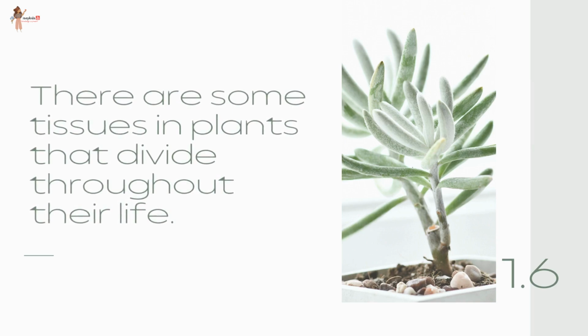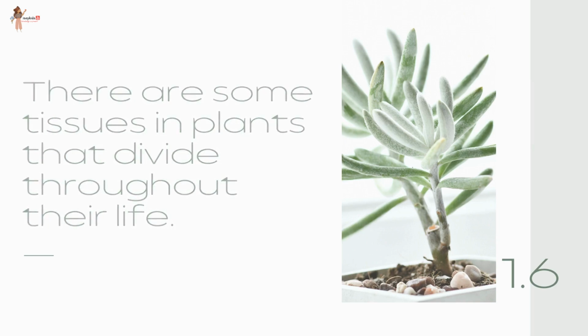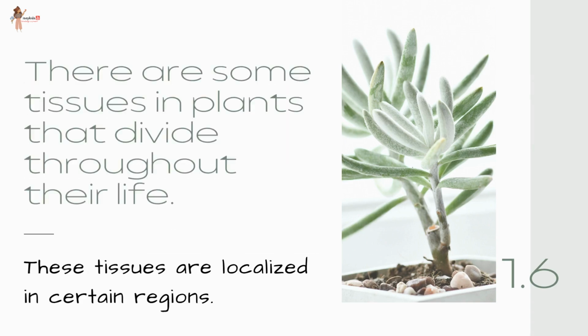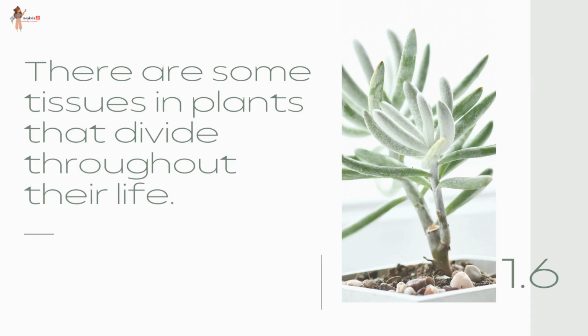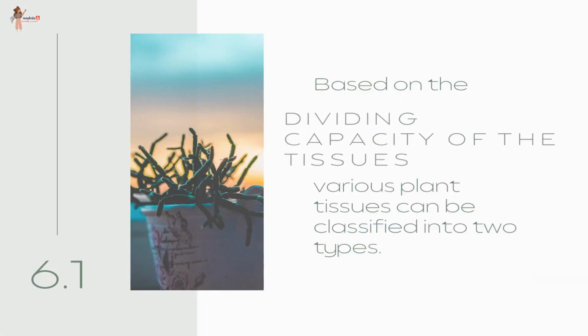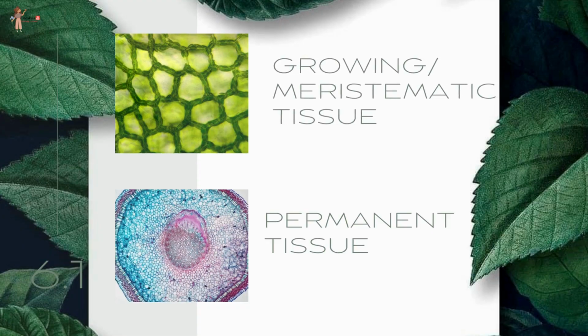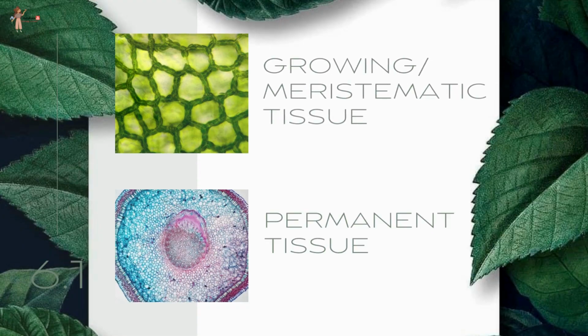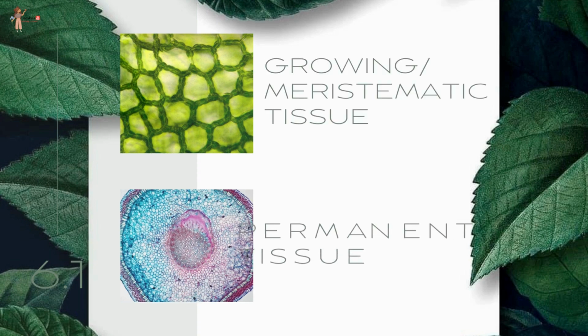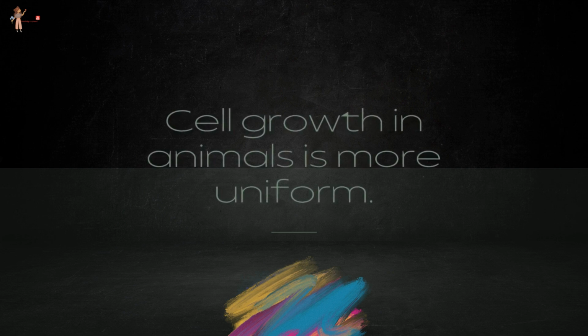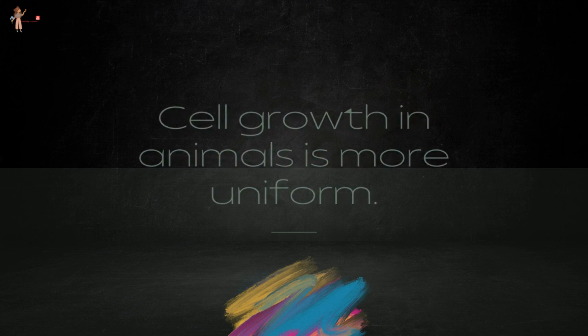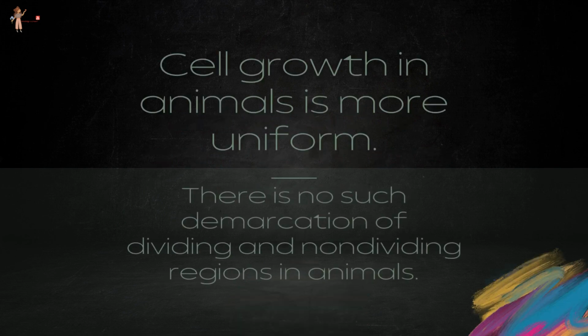There are some tissues in plants that divide throughout their life. Those tissues are localized in certain regions. Based on the dividing capacity of the tissues, various plant tissues can be classified as growing or meristematic tissues and permanent tissues. Cell growth in animals is more uniform. So, there is no such demarcation of dividing and non-dividing regions in animals.